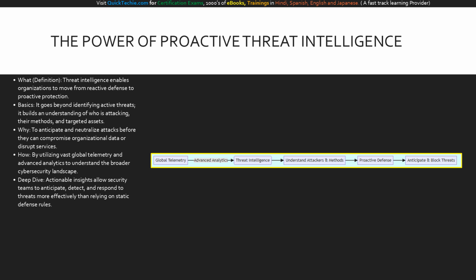This flow illustrates the journey from raw data to proactive defense. It starts on the left with vast global telemetry, which is processed through advanced analytics to create high-fidelity threat intelligence. This intelligence allows us to deeply understand the attackers and their methods. Armed with this knowledge, your posture shifts to proactive defense, allowing your security architecture to anticipate and block threats before they ever reach your end users. It is a continuous, forward-looking cycle of protection.